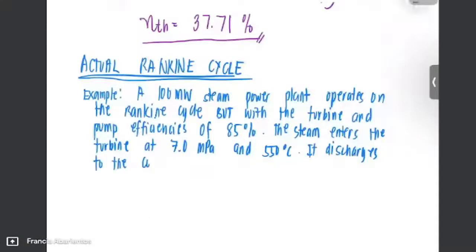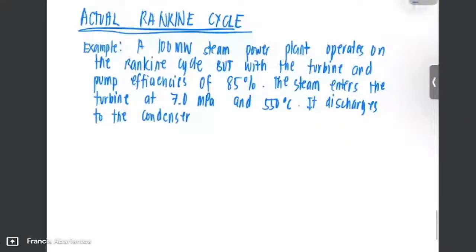Okay, so this is now the actual Rankine cycle. So we have a 100 megawatt steam power plant operates on the Rankine cycle, but with the turbine and pump efficiency of 85%. The steam enters the turbine at 7 megapascal and 550 degrees Celsius. It discharges to the condenser at 20. So same yung given ha. Ibig sabihin hindi na tayo hanap ng properties. Yan. 550, 20. Pero may iba na given. Okay? So, anong happen?